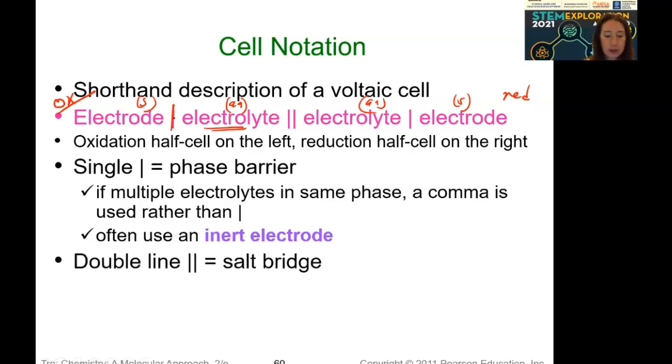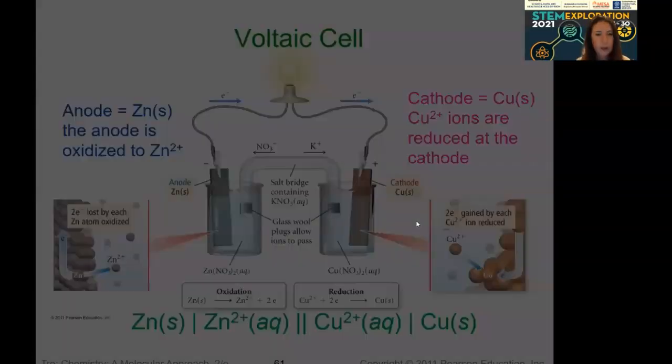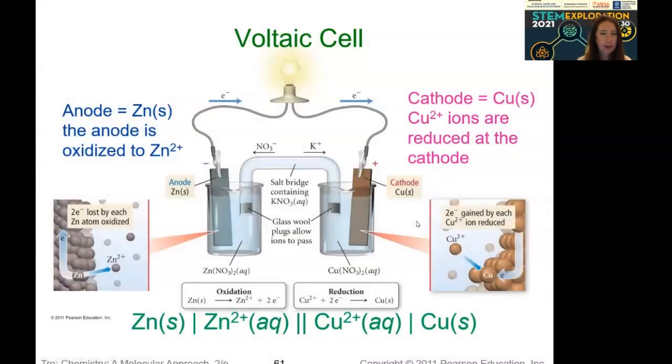This just means the difference between the electrode and what's in the solution. So if you have your beaker and you have an electrode, this line right here just means they're in the same beaker, but a different phase, solid versus aqueous. This is that salt bridge that connects the two. And if you have multiples in the same phase, we're going to use commas, and I'm going to show you how that works in just a minute. We'll also talk about what this inert electrode is in just a minute.